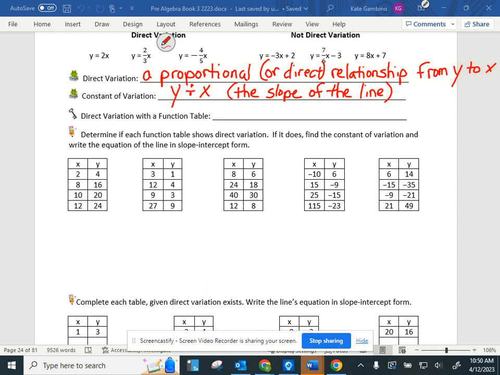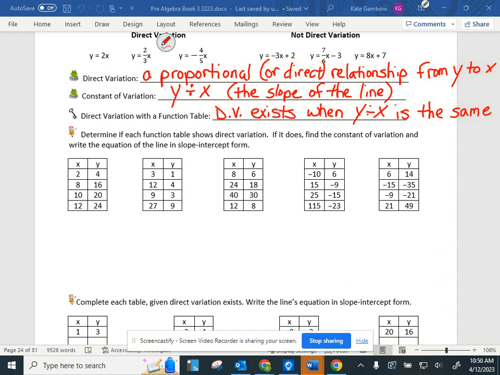And a direct variation with a function table, the direct variation exists when y divided by x is the same.